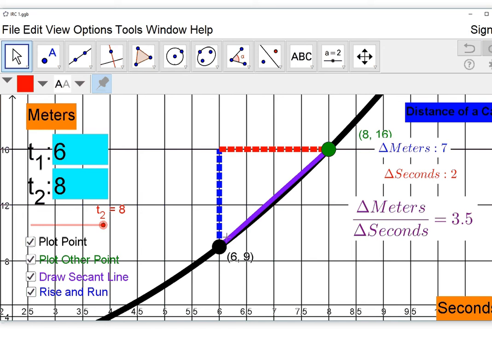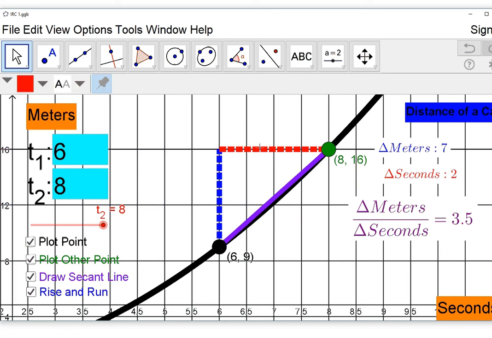So let's draw 2 points. We know at 6 seconds it's gone 9 meters. At 8 seconds, let's drag this label over here, it's gone 16 meters. We can find the average rate of change of this line by dividing the change in y over change in x. So from 6 to 8 seconds, that's a difference of 2 seconds, so the change in x is 2, and the change in meters is 7. If we take 7 and divide by 2, we get an average speed of 3.5 meters per second.